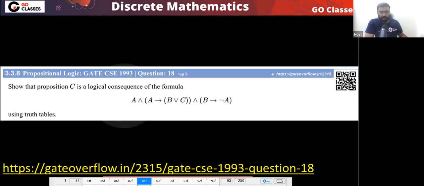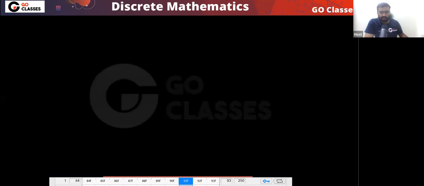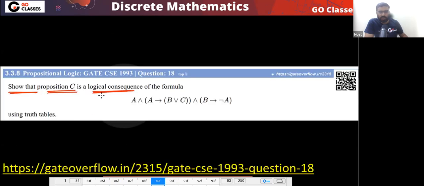Now let's see this question. Tell me the answer. Quickly tell me the answer. It is very simple. Prove that proposition C is a logical consequence of this formula. A formula is given to you. For this formula, C is a logical consequence. So this is an argument question. Logical consequence means basically this is a valid argument. So we have to prove that this is a valid argument.